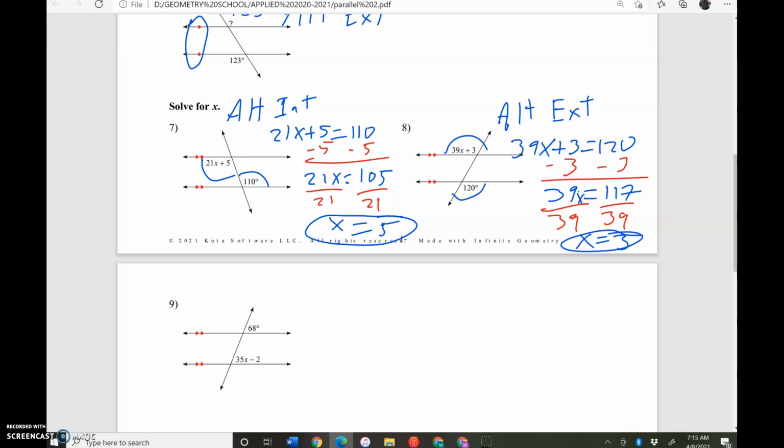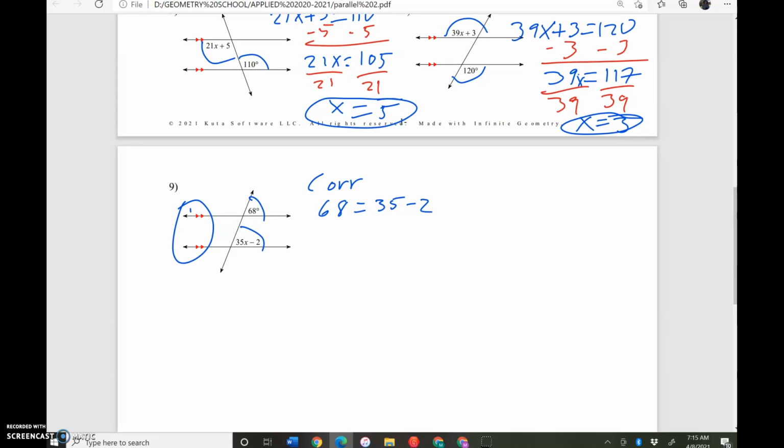Our last one, number 9. What kind of angles are these? We have one interior angle and one exterior. We have parallel lines. You have to notice that. So that means these are going to be congruent. These are going to be corresponding angles. So corresponding angles we know are congruent. So we know this is going to be 68 is equal to 35x minus 2.